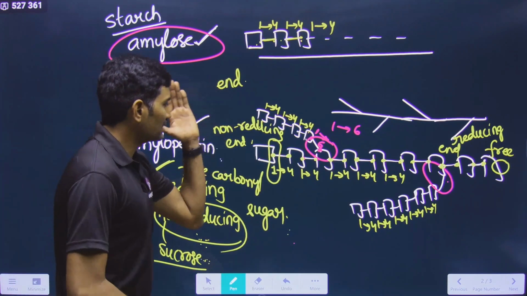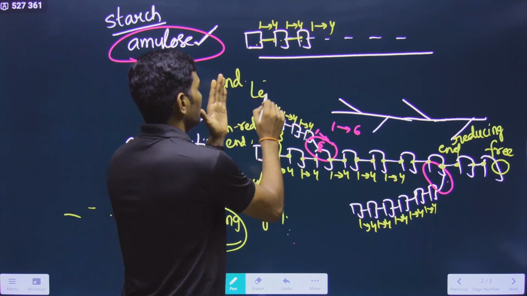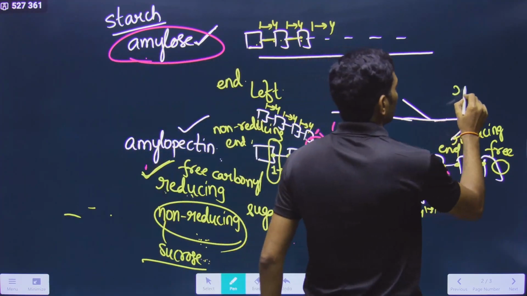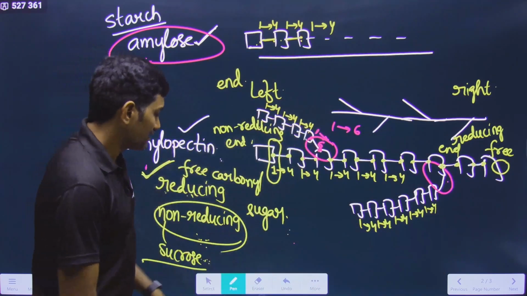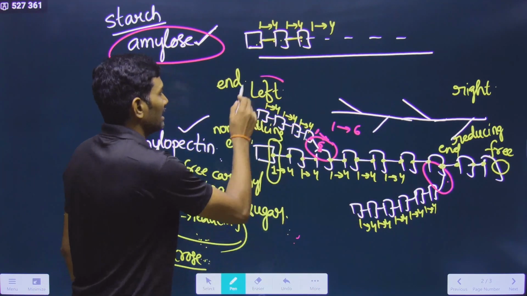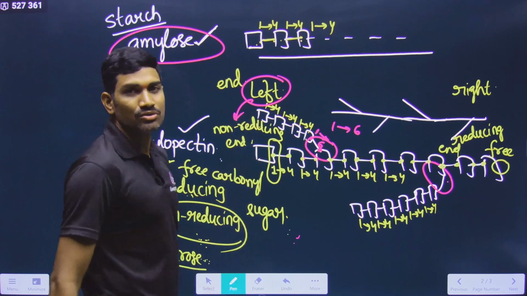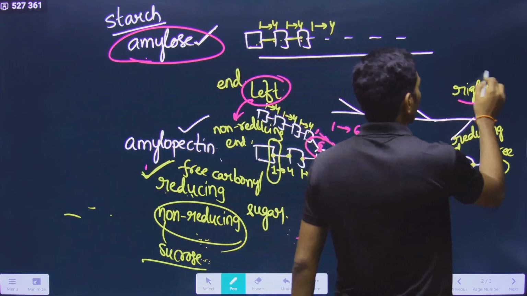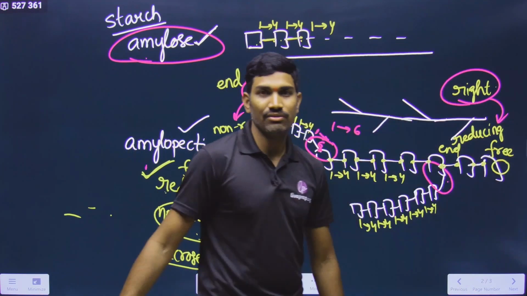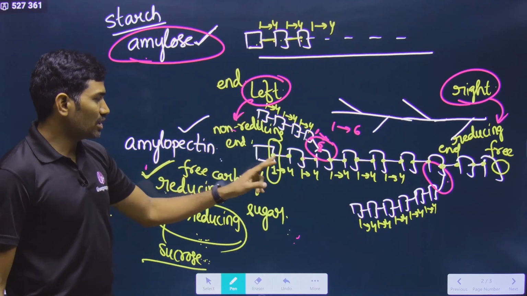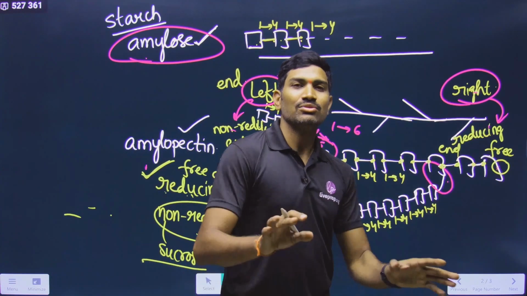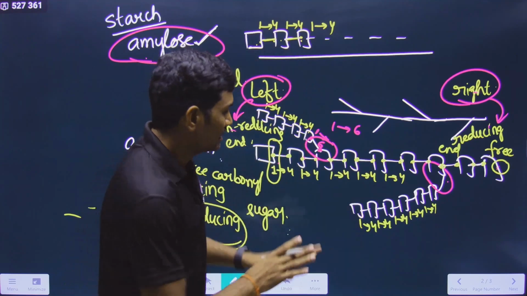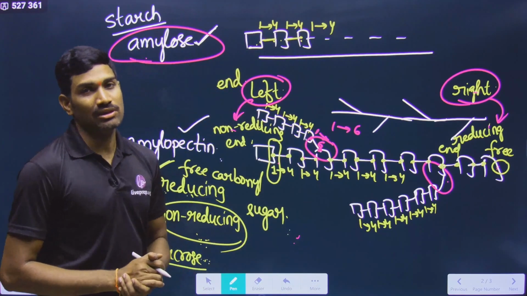Now let us see the standard way of representation. This is the left side and this is the right side. And what is the relation we are saying? The left side end is the non-reducing end, whereas the right side end is the reducing end. Observe carefully. This is the logical point. Understood or not? With this, the ends concept is also completed.